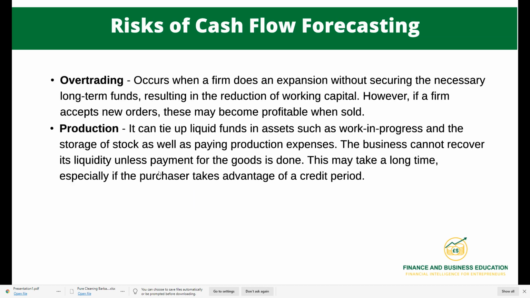And yeah, there are many, many things to look out for, like overtrading. If you expand too quickly and you don't have enough working capital, that can be a problem. Yeah, even production. Your business may not be able to recover if, I don't know, it has a bad batch. You know what I'm saying? Or it takes a long time for someone to purchase your goods. That all can be a problem.